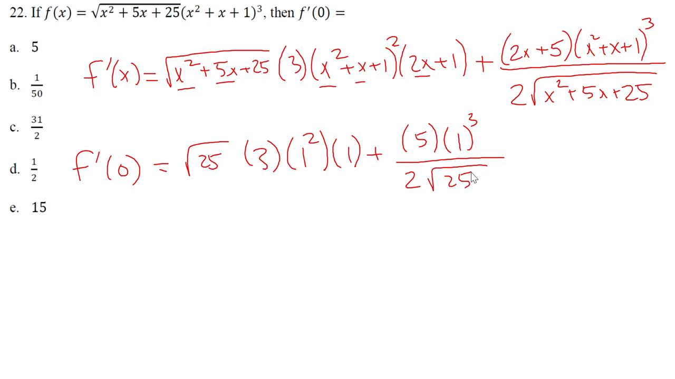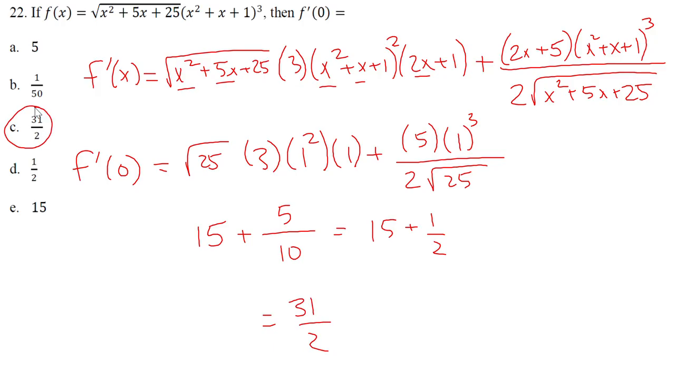And we'll just evaluate that all out. So the square root of 25 is 5, times 3 is 15, times all those 1s is still 15. So we have 15 plus, we've got 5 in the numerator and 2 times 5 in the denominator. So 15 plus 5 tenths. Well, that's 15 plus 1/2, which would be 30 halves, plus a half, which would be 31 over 2. Choice C.